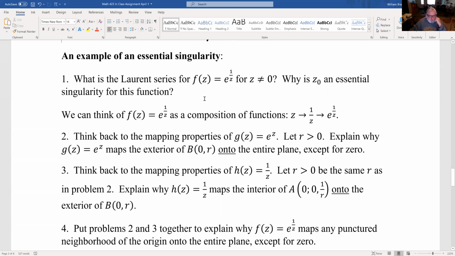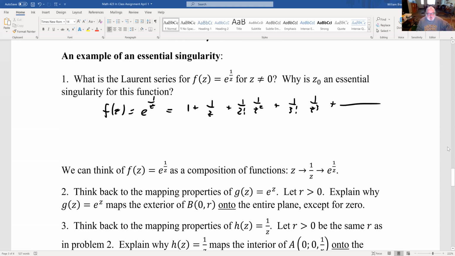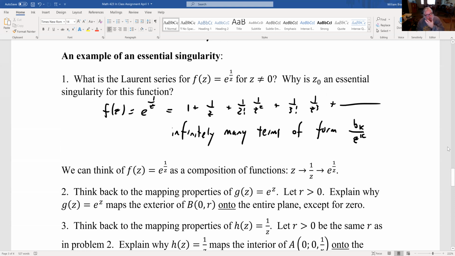Now, essential singularities. Essential singularities are really weird things. So f of z equals e to the 1 over z. You take the series for the exponential function and you just plug in 1 over z for z, and you get this. So we actually have infinitely many terms of that form, so it's an essential singularity.